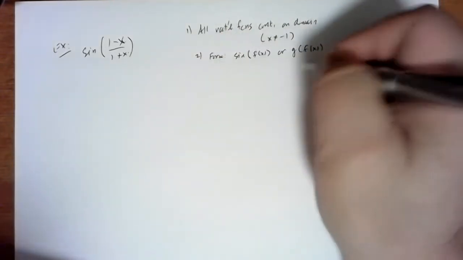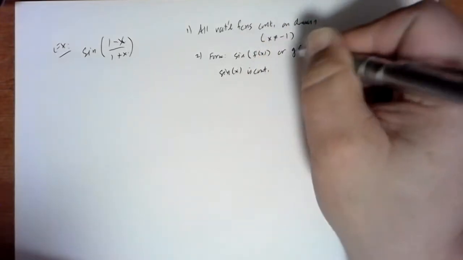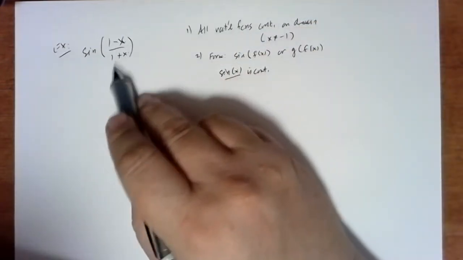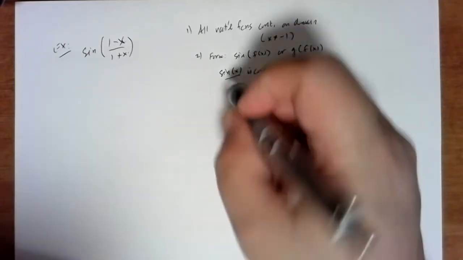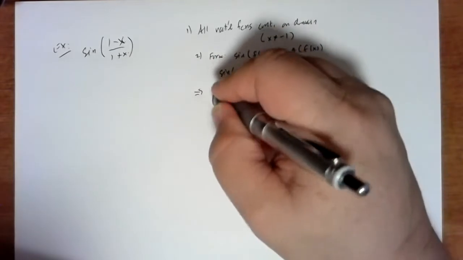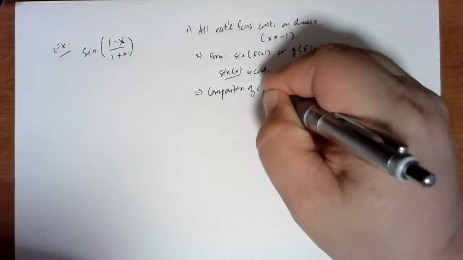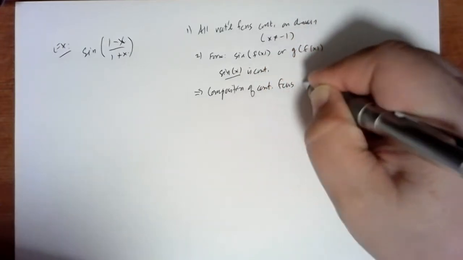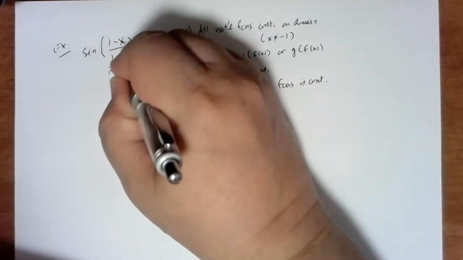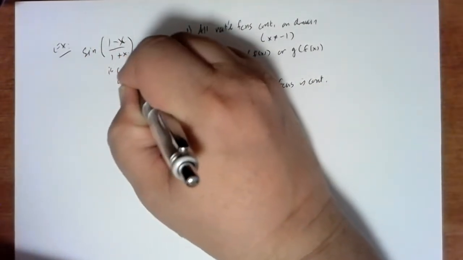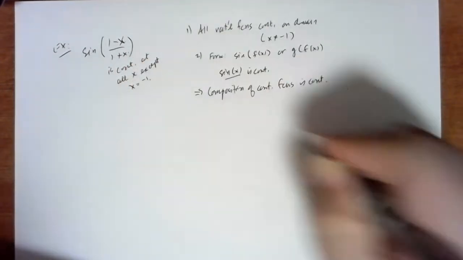So we also know the sine of x is continuous. The 1 minus x over 1 plus x is continuous everywhere except x equals minus 1. So therefore, the composition of continuous functions is continuous. And so this function is continuous at all x except x equals minus 1. Good.